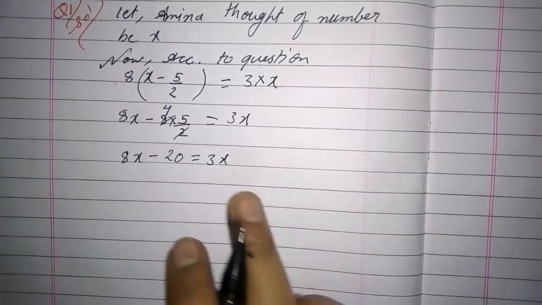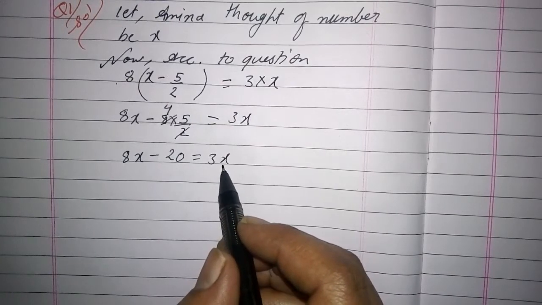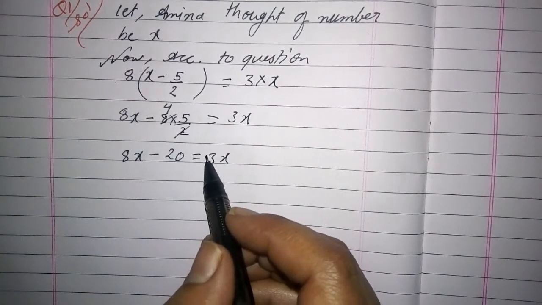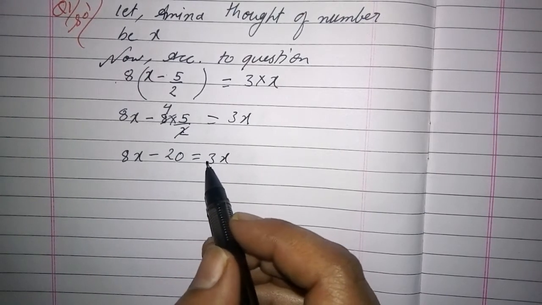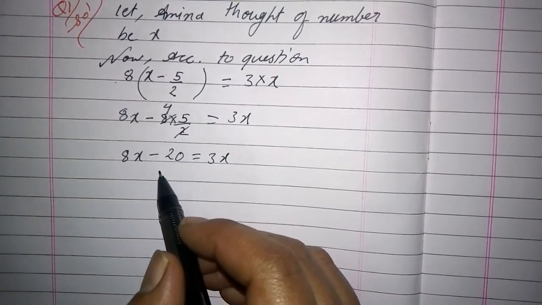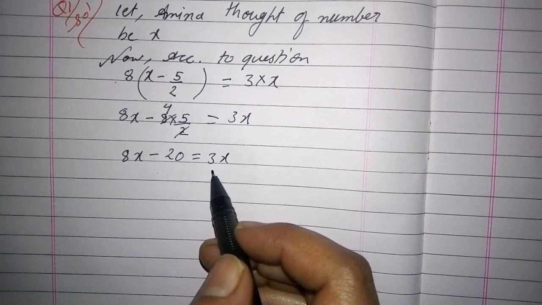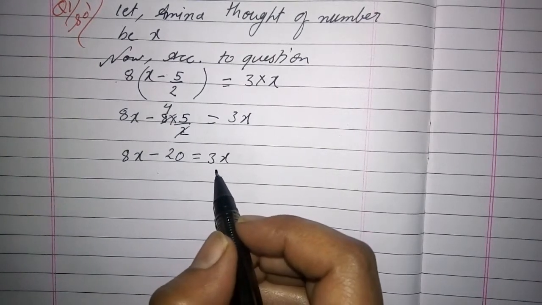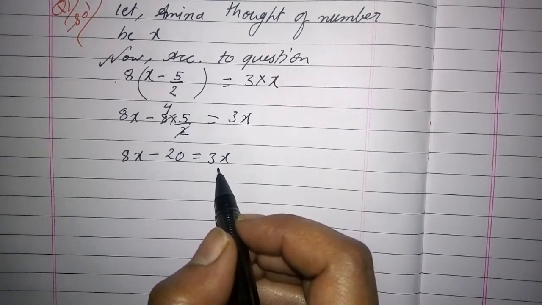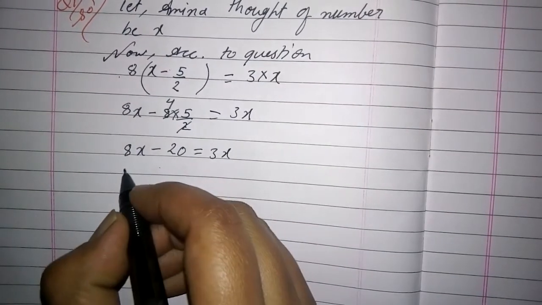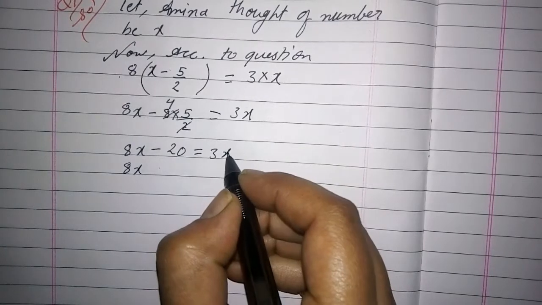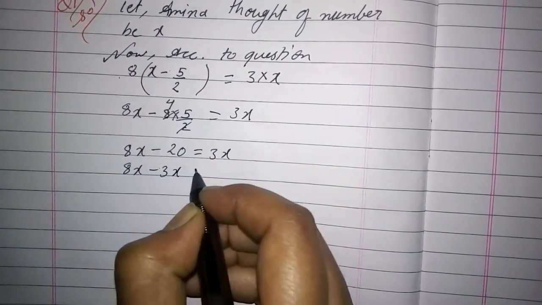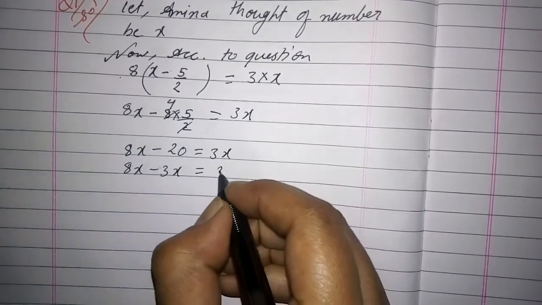Now this is a linear equation in one variable, but with the variable on both sides. So first we'll transfer the variable terms to either side, LHS or RHS. The side which I prefer, you always transfer the variable terms to the LHS side. So we'll transfer this 3x to the LHS side. So plus 3x becomes minus 3x, equal to minus 20 becomes plus 20.